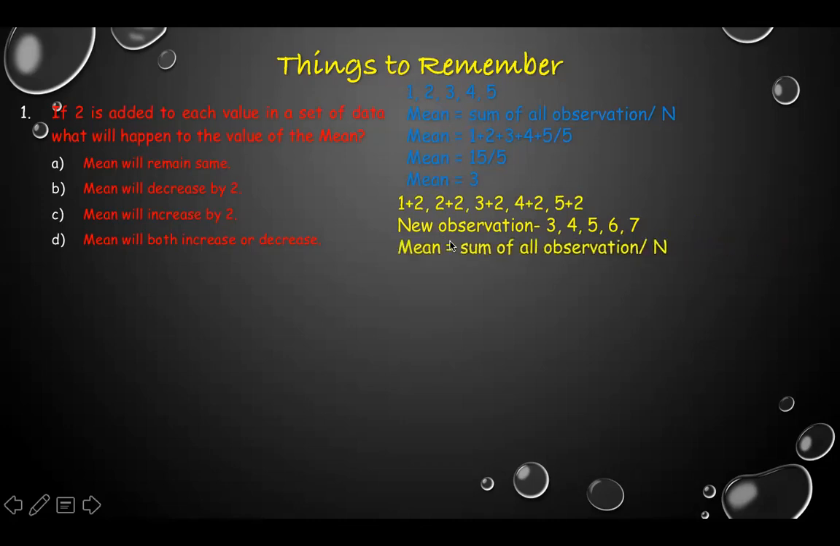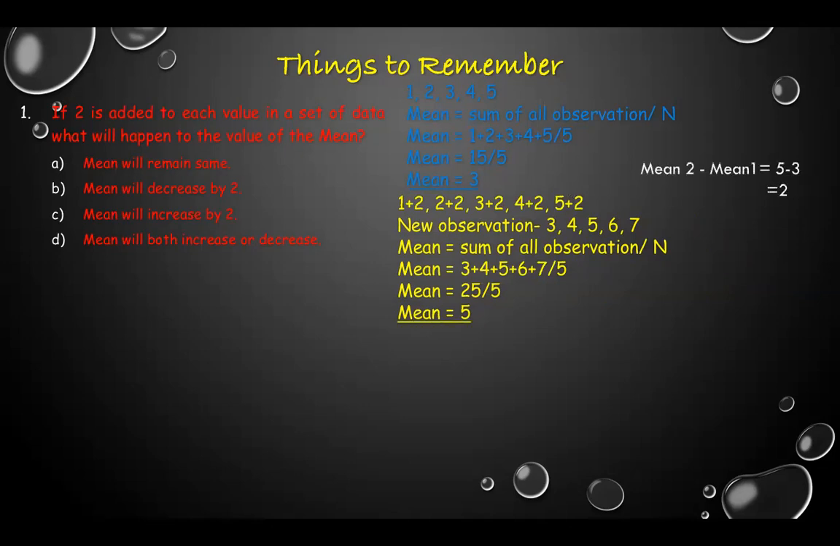Now, to find the mean of these observations, it is as above, and the mean of these observations will come out to be 5. What is the difference between these two means? This is the new data and this is the old data. The difference between the second mean and the first mean is 2. This 2 we have added to each observation. This means if we have a data set and we add 2 to each observation, what will happen to the mean? Mean will be increased by 2.